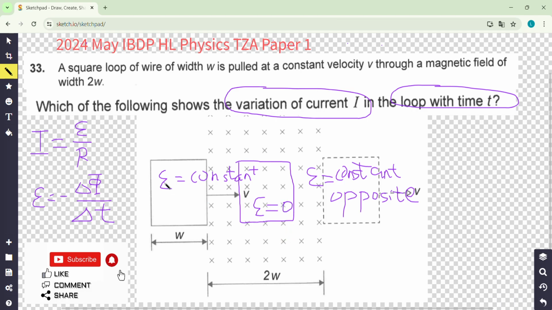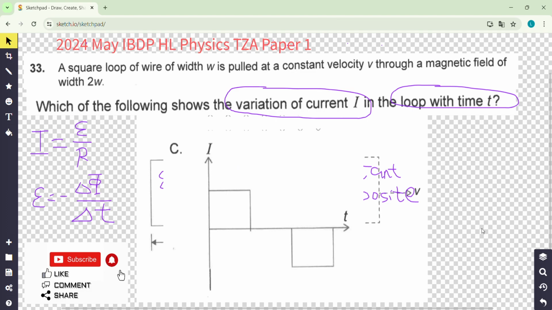Constant current at first for some time, then 0 current, and then negative, opposite current when leaving the magnetic field. So what is the answer? You can draw it out, and that's it. The answer is C: constant, 0, constant negative, constant opposite.